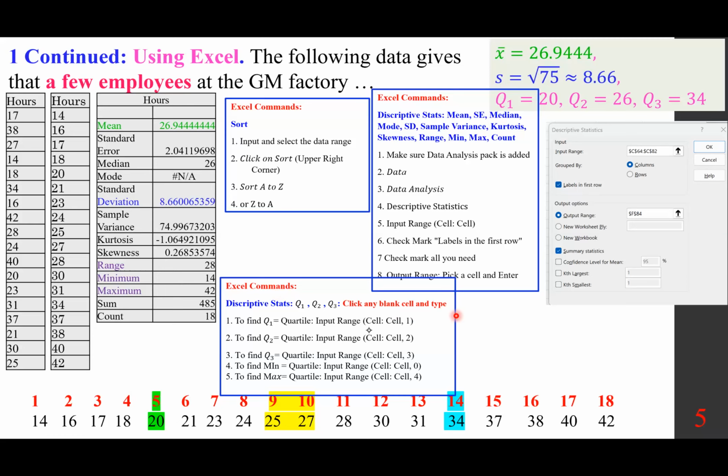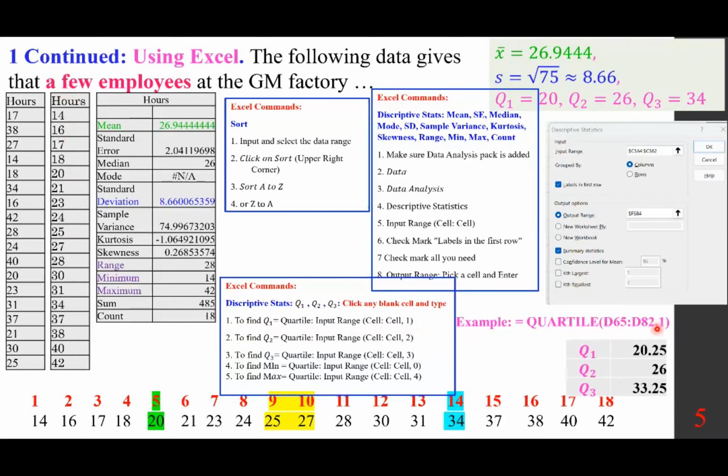here's what you do. To find Q sub 1, okay, you put the input range, cell 1, and the same thing for Q sub 3, min and max. For example, QUARTILE D65 to D82, that would be in your Excel file. And if you click on 1, it gives you Q1. If you change this number to 2, it gives you Q sub 2, and then Q sub 3.